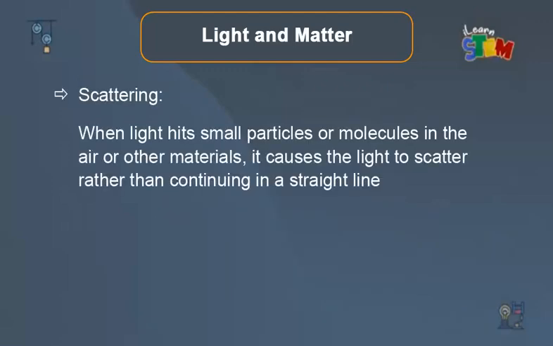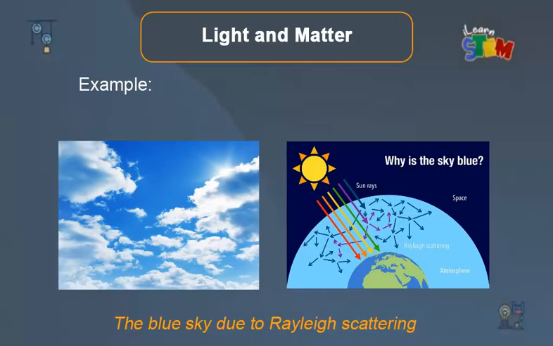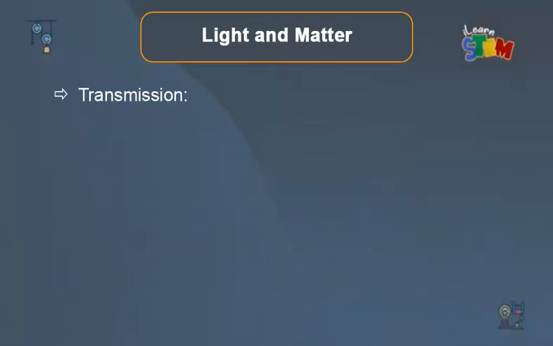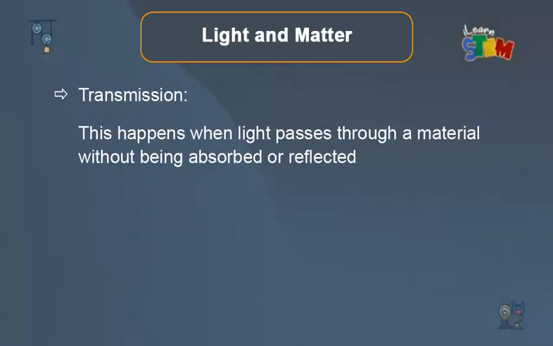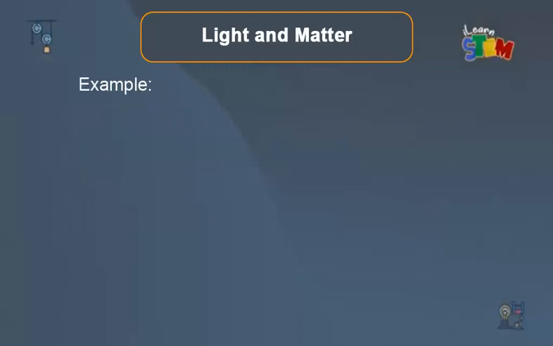Scattering. When light hits small particles or molecules in the air or other materials, it causes the light to scatter rather than continuing in a straight line. Example. The sky is blue because the atmosphere scatters shorter blue wavelengths more than red, so we see a blue sky. Transmission. This happens when light passes through a material without being absorbed or reflected. Example. Light through clear glass.